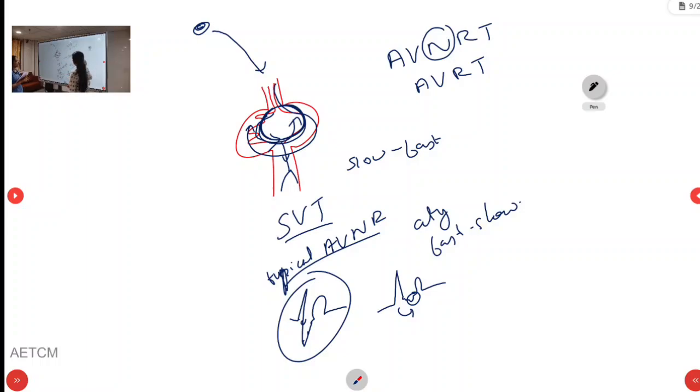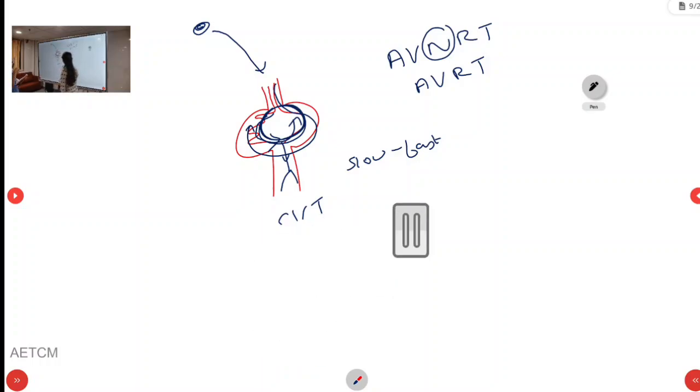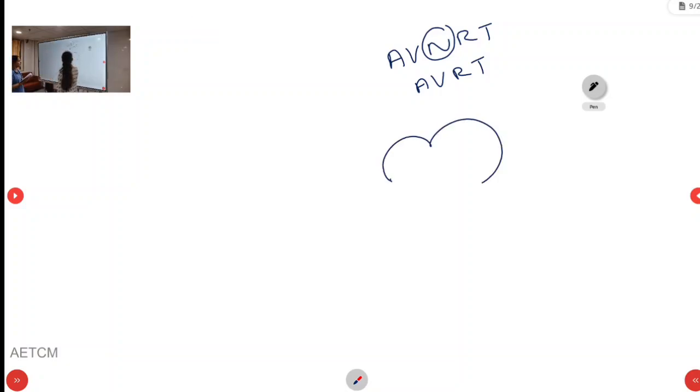Okay. Then what is AVRT? AVRT is triggered by a premature atrial or premature ventricular beat. It's also a re-entry kind of circuit, but outside the AV node. Okay, so what will happen there? This is our heart. Usually the SA node will stimulate the AV node. So that is a normal conduction.